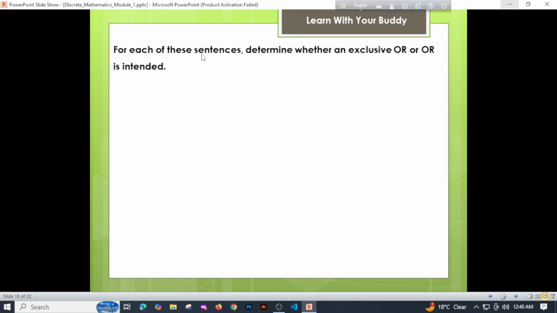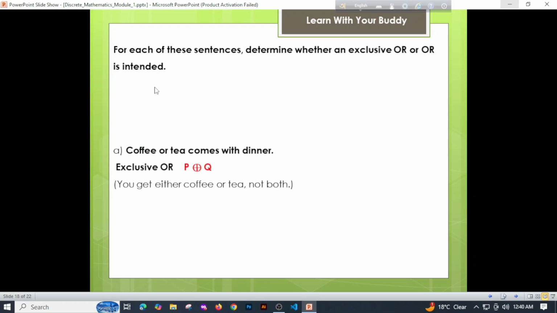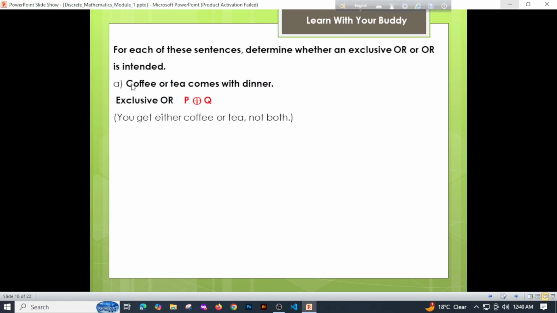Here we have, for each of these sentences, determine whether an exclusive or an inclusive or is intended. At first we have coffee or tea. It is exclusive or, that means you will get either coffee or tea, not both. Remember the sign of P or Q.